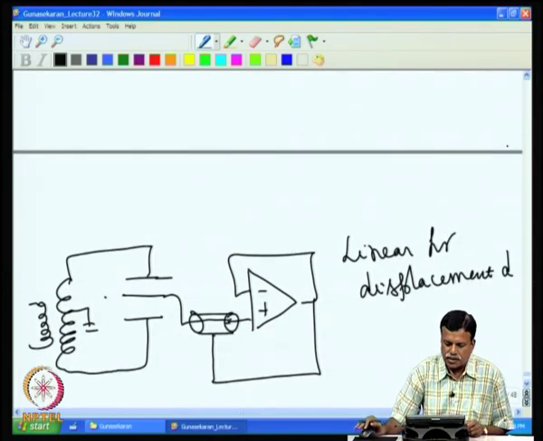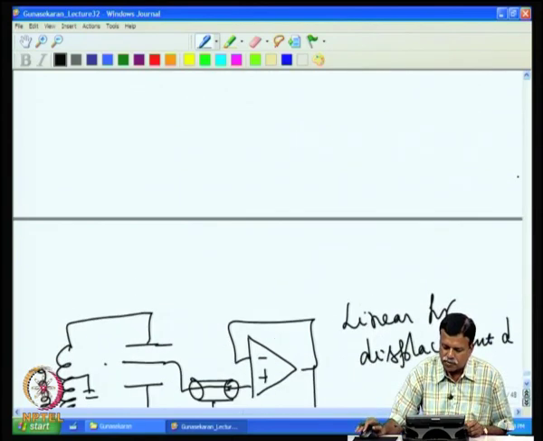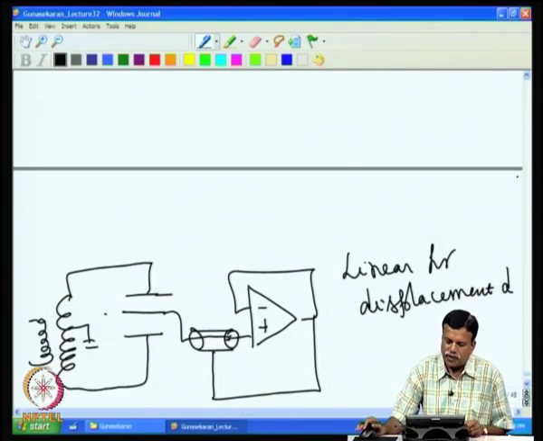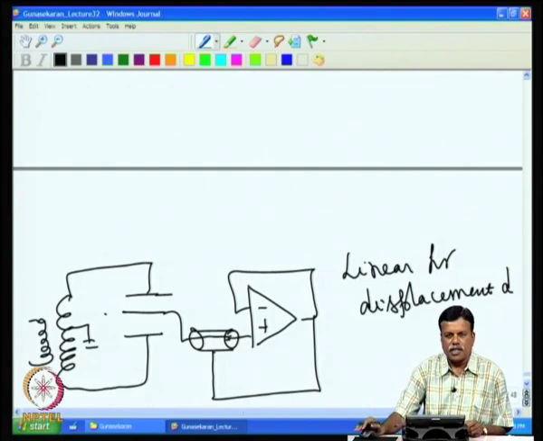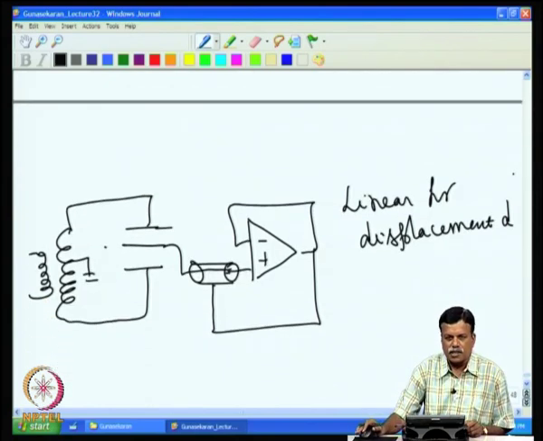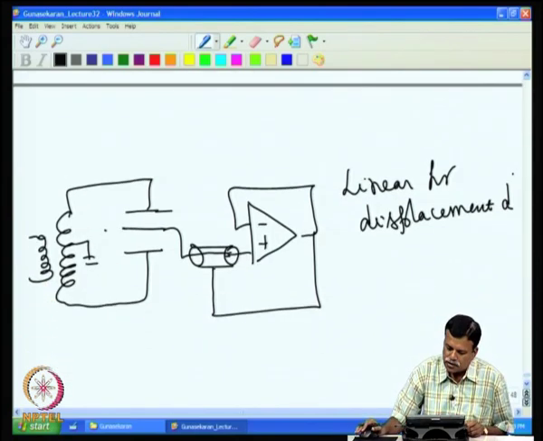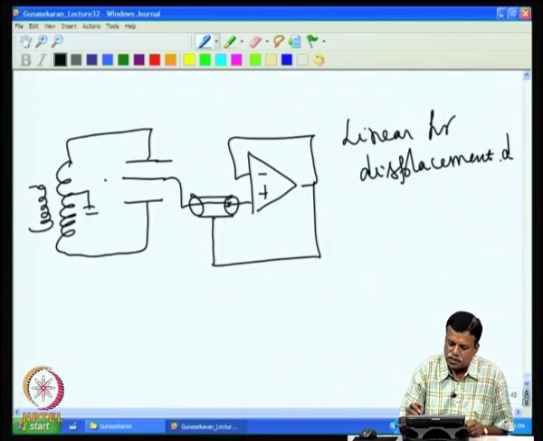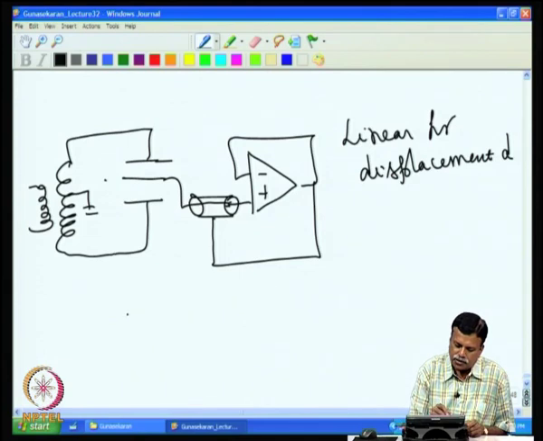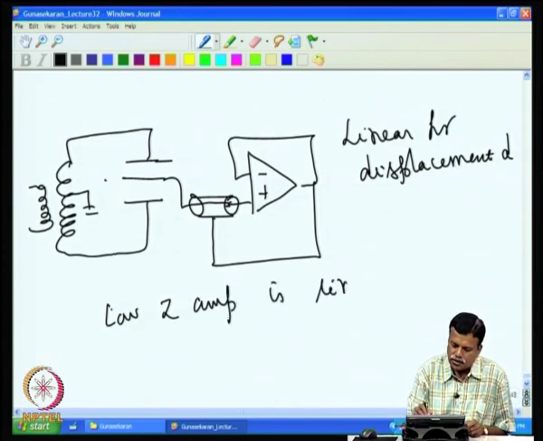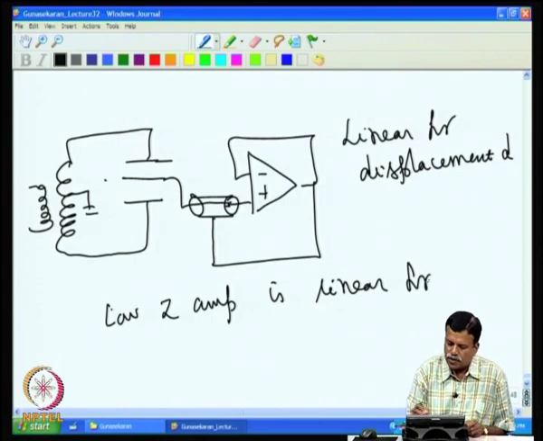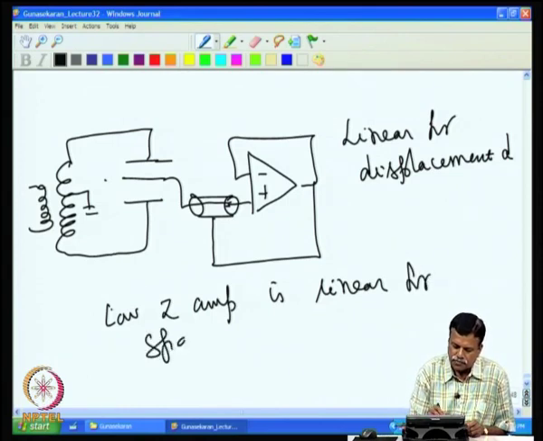So, that is why it is very popular, because the non-inverting amplifier was linear for area variation, whereas this non-inverting amplifier is linear for displacement d, and then this inverting amplifier is linear for space variation.